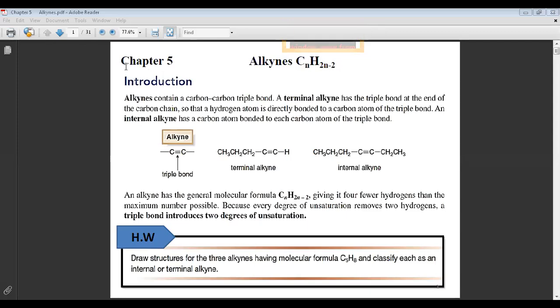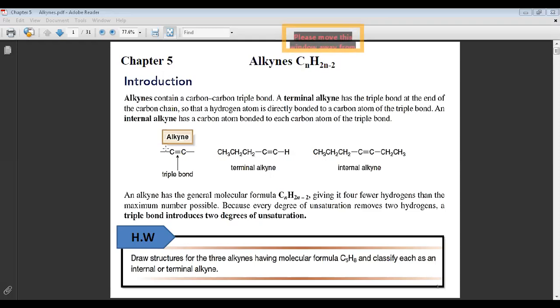Okay, chapter 5, the alkynes. Look at the general formula: CnH2n minus 2. Okay, minus 2, not the alkane. Alkane plus 2. Alkene, there is no minus or plus 2, just n, 2n. Here on the alkyne, C n, H 2n minus 2. That means how many degrees of unsaturation do we have here? We have 2 degrees of unsaturation.